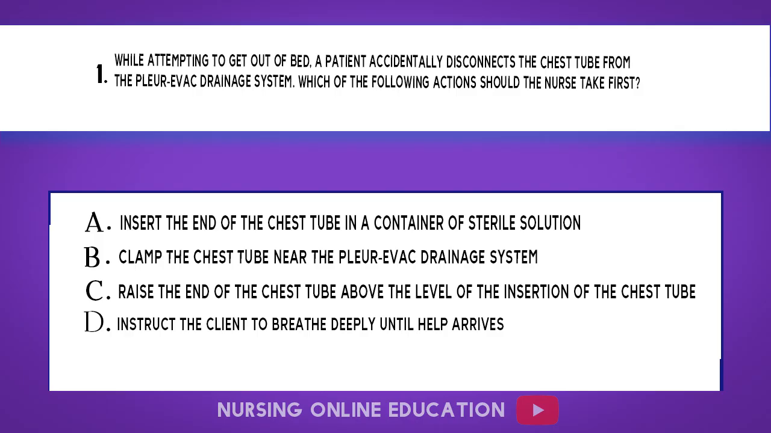1. While attempting to get out of bed, a patient accidentally disconnects the chest tube from the pleurovac drainage system. Which of the following actions should the nurse take first? A. Insert the end of the chest tube in a container of sterile solution. B. Clamp the chest tube near the pleurovac drainage system. C. Raise the end of the chest tube above the level of the insertion of the chest tube. D. Apply pressure dressing to the chest tube insertion site.